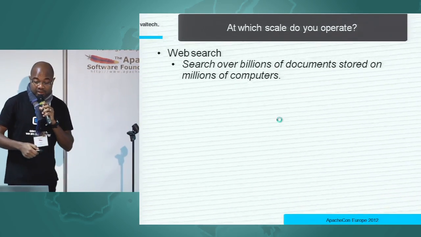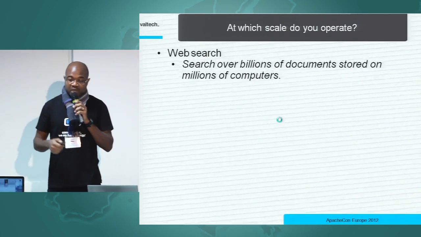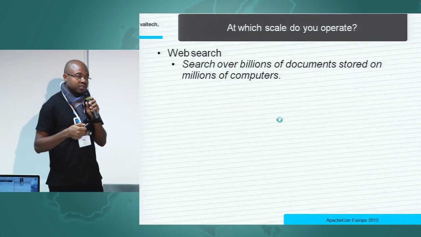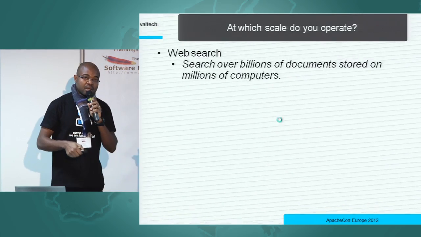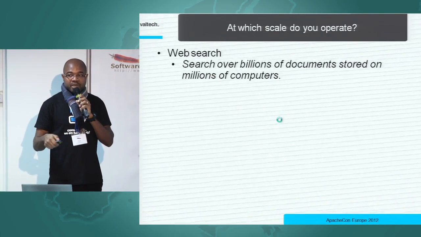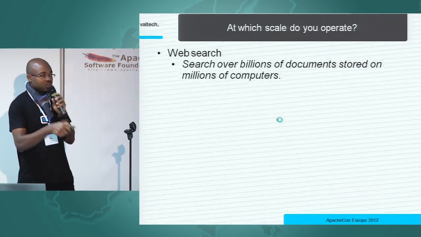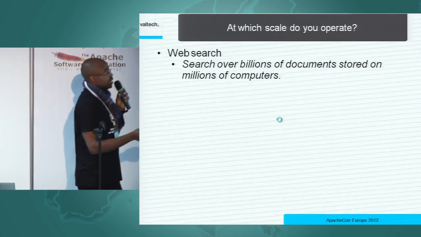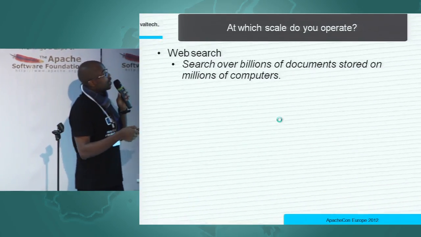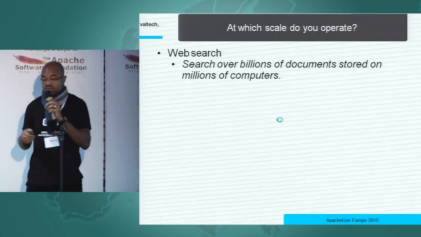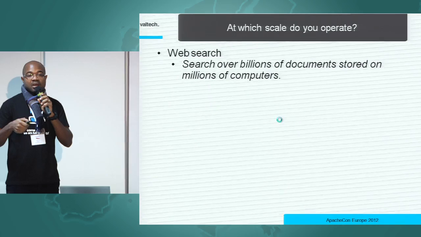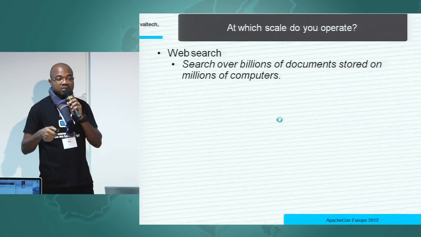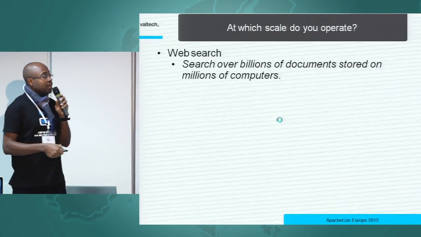So another question you have in mind when you build your information retrieval application is at which scale you are operating. Because the scale at which you are operating determines what you are going to do. We have at least 3 scales. The web search, where you search over billions of documents stored on millions of computers. That is what a company like Google and Microsoft are doing.